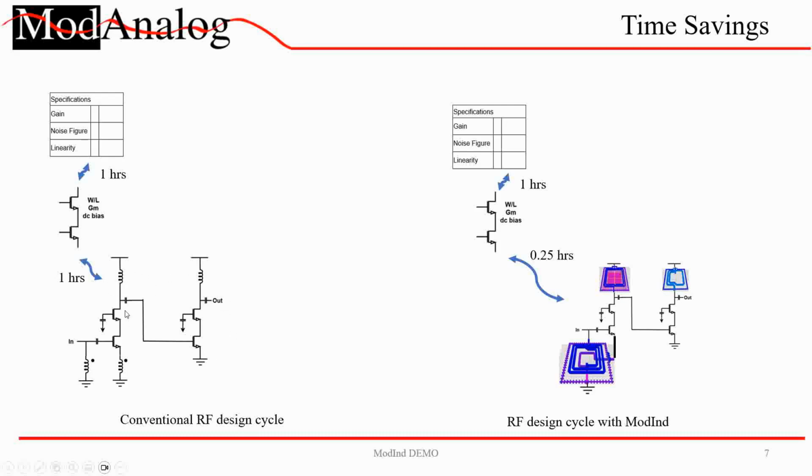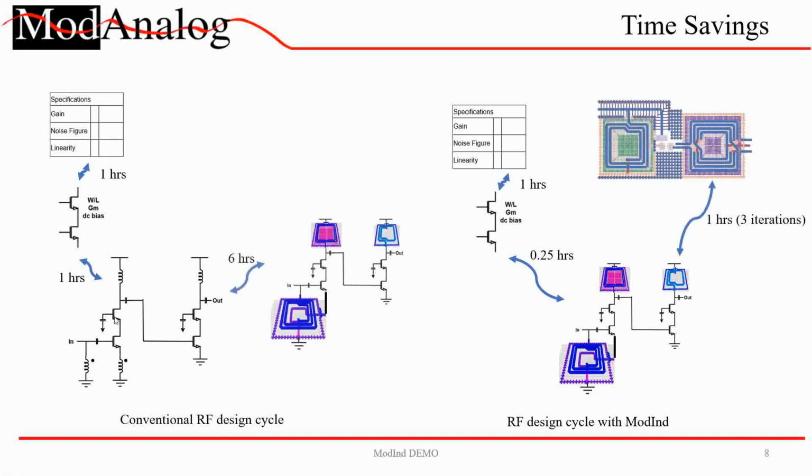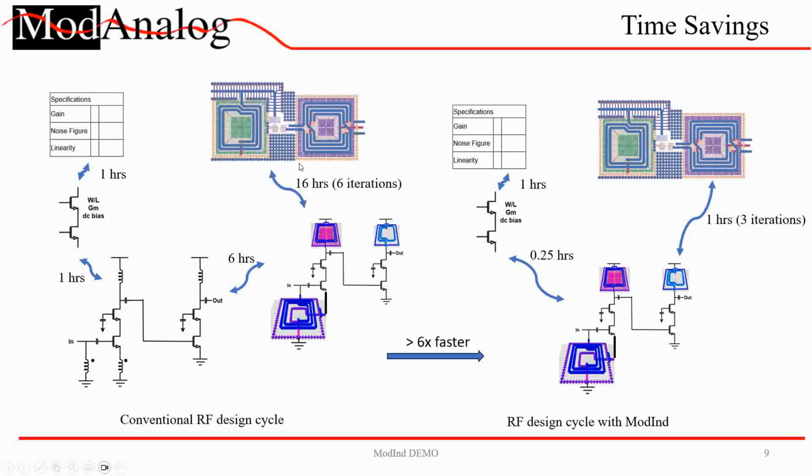From this stage and once full layout has been created, the designer will need a few more iterations to take into account any routings. ModInd provides scalable inductors with the backing of EM simulation, thus drastically reducing design time by letting designers skip multiple iterations needed to create passive networks. On average, one can expect over 6x faster design closure. Now let's see ModInd in action.